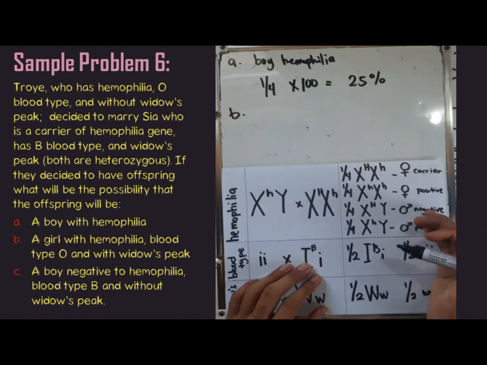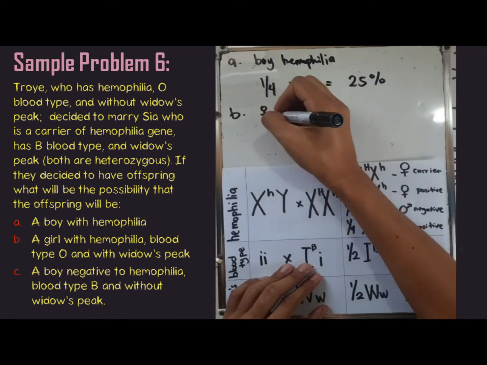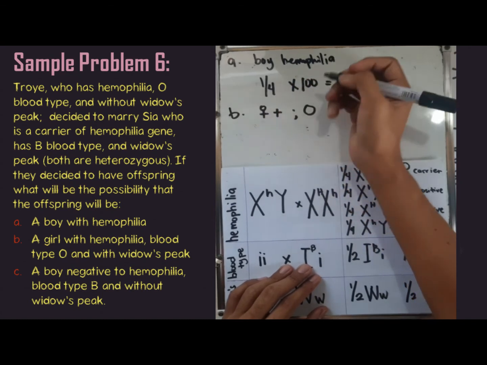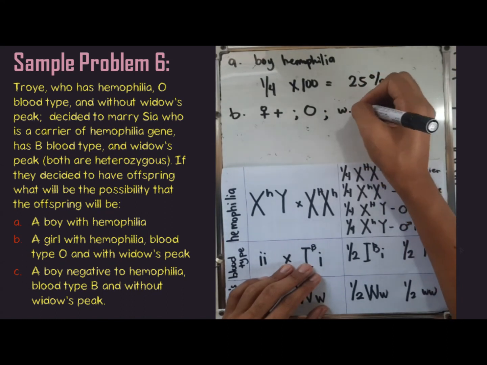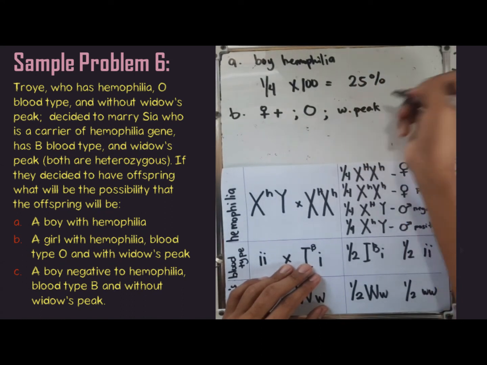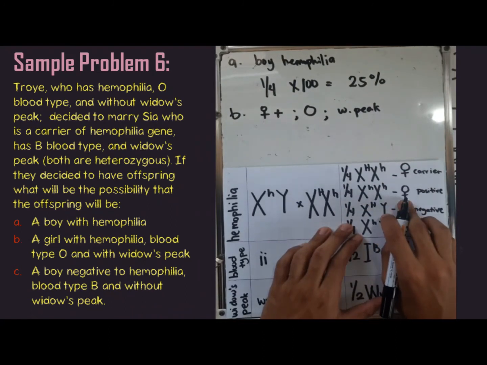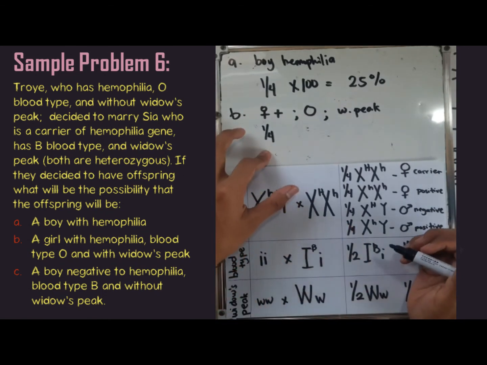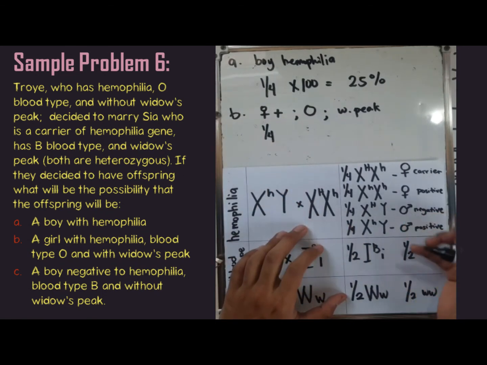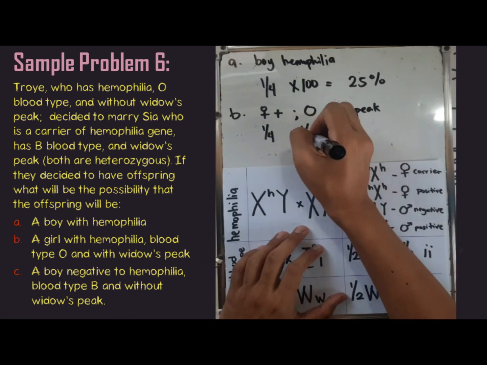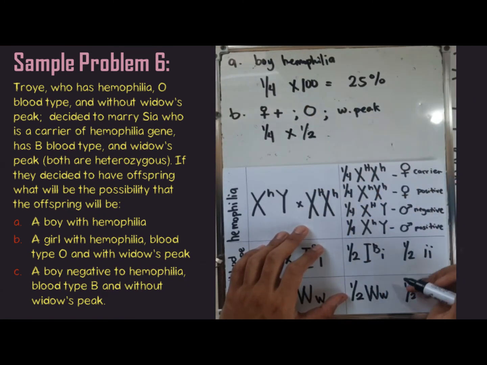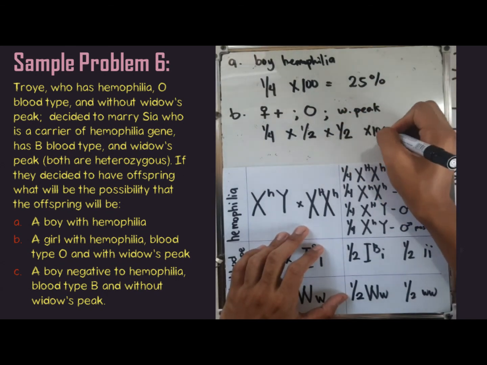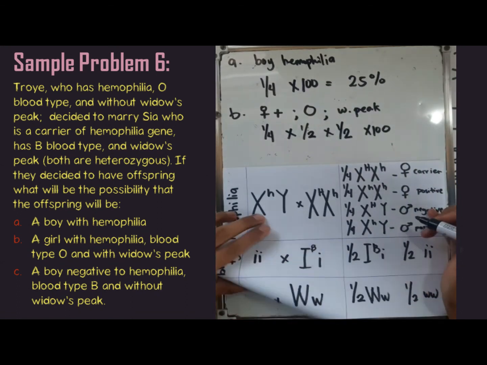Then for letter B, the question here is a female positive to hemophilia, with blood type O, and widow's peak. There would be a 1/4 chance that they would have an offspring possessing hemophilia, which is a female. Then, for blood type O, it is equivalent to 1/2. In the presence of widow's peak, it is also equivalent to 1/2.